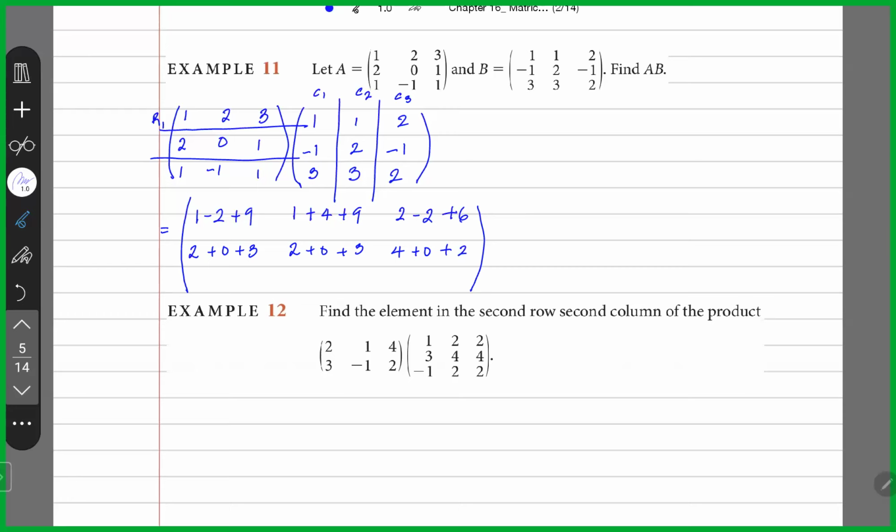Now, third row, bottom row, left column. You're going to get the bottom left element. 1 times 1, 1. Minus 1 times minus 1, positive 1. 1 times 3, positive 3. Bottom row, middle column. 1 times 1, 1. Minus 1 times 2, minus 2. 1 times 3, 3. Bottom row, right column. 1 times 2, 2. Minus 1 times minus 1, plus 1. 1 times 2, 2.